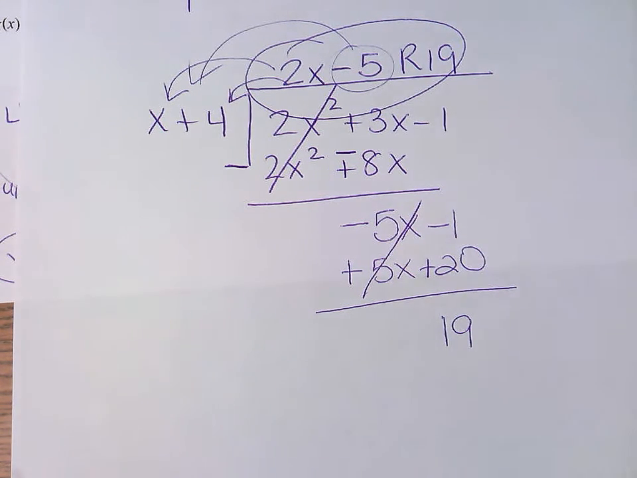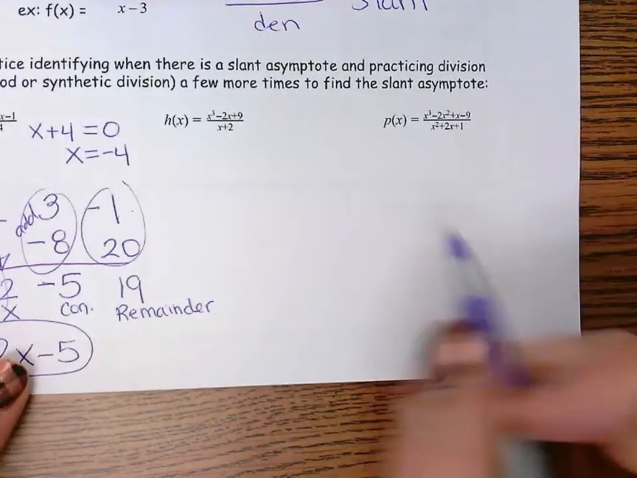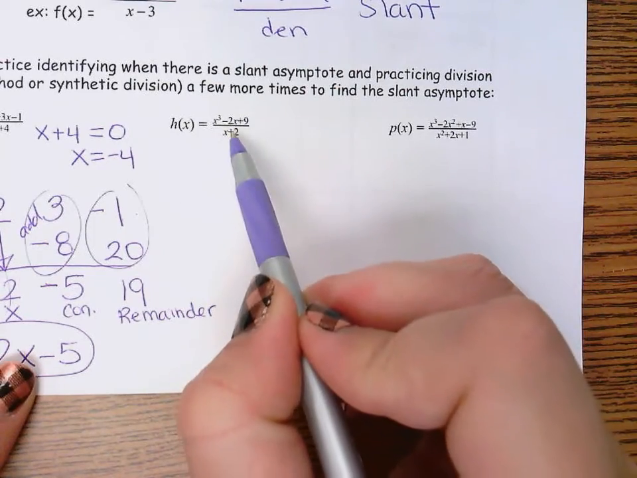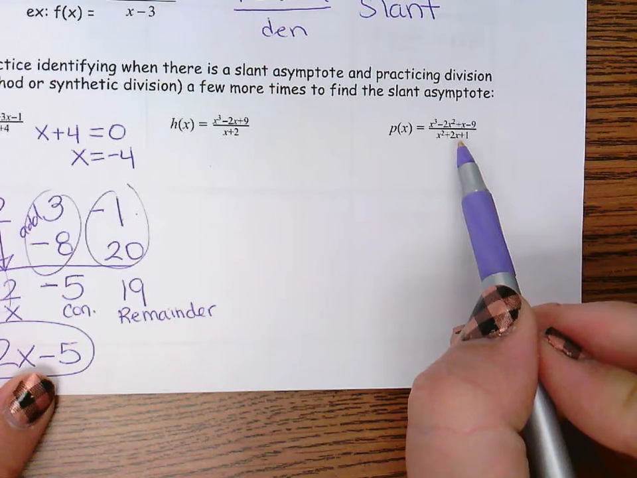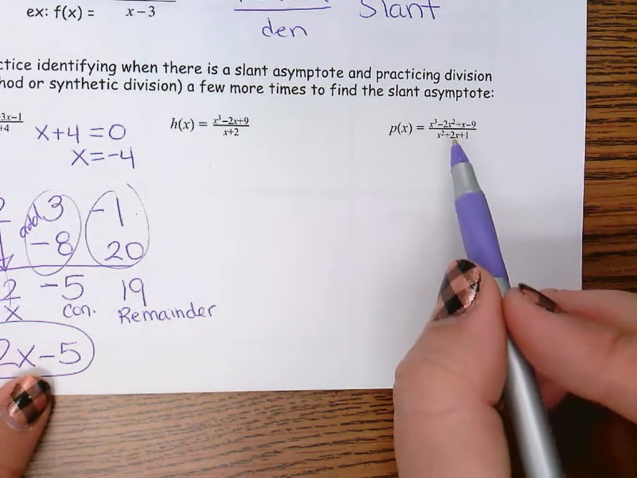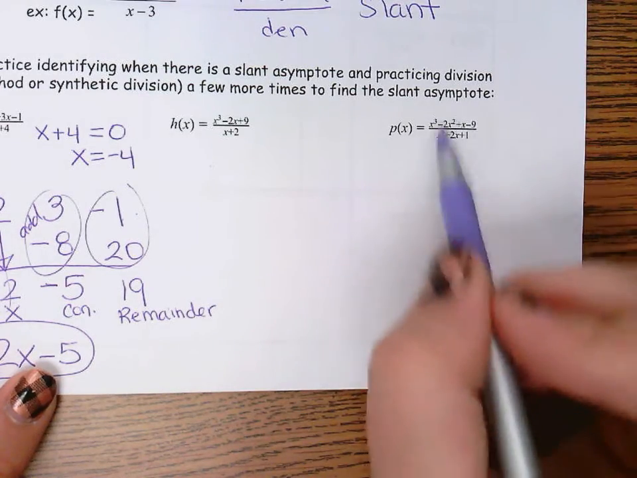So, okay, that's fine. So we're going to practice. I'm going to practice synthetic on H because see how I have a linear divisor? And I'm going to practice long division. Oh, no, I'm going to practice the box method, I think. Did you guys not learn the box method? So I don't know, box method or long division for this one.